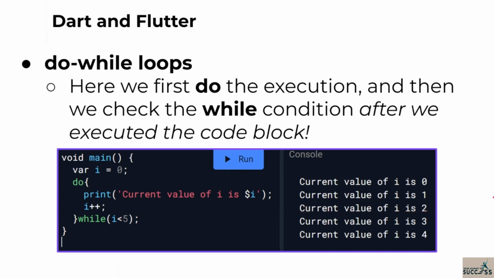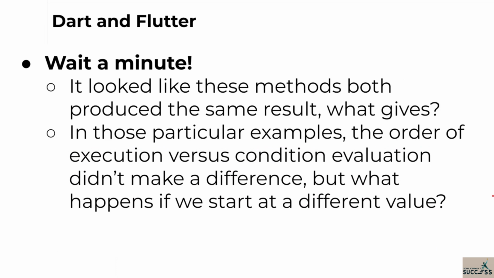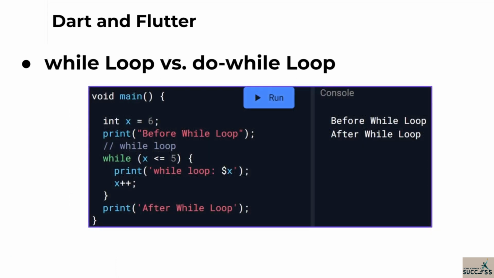But if you're actually wondering what's the difference between them, let's dive a little deeper. So it looked like those different methods produce the same result. So what gives? Well, in those particular examples, the order of the execution versus the condition evaluation didn't make a difference. But I want to show you a very clear example that shows the difference between a while loop and a do while loop structure. So let's imagine that you have this code. Let's take a closer look.